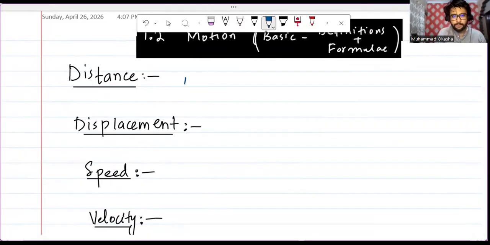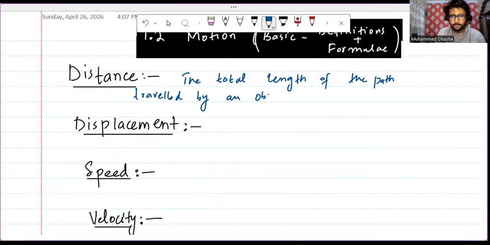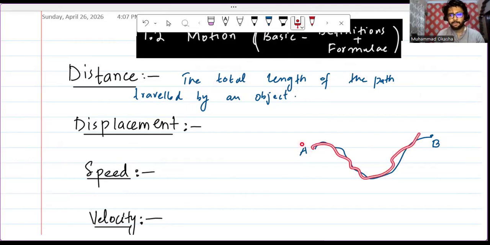Well, the total length of the path traveled by an object or a mass or anything is called the distance. For example, you move from point A and you take this path and you end up at point B. You take this path and the total length of the path is, let's say, 18 kilometers. Then the distance would be 18 kilometers.